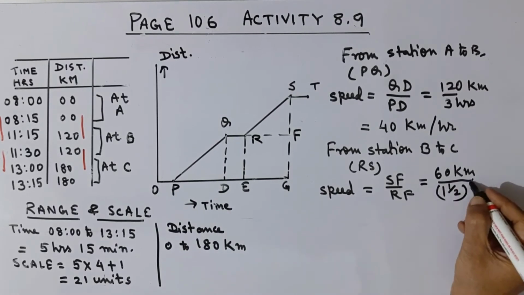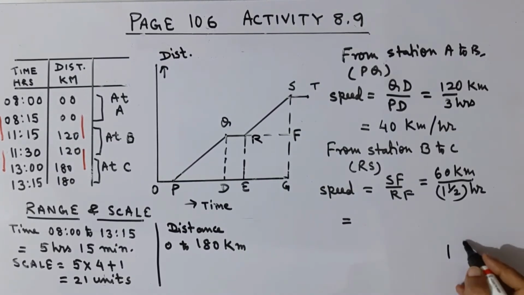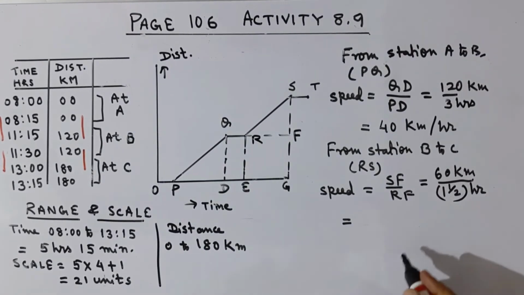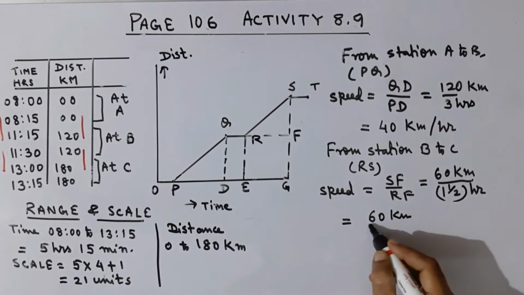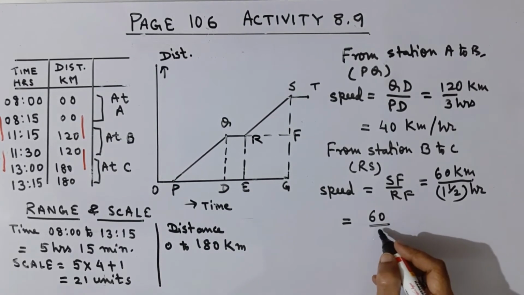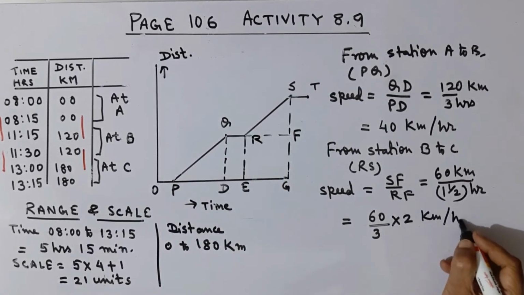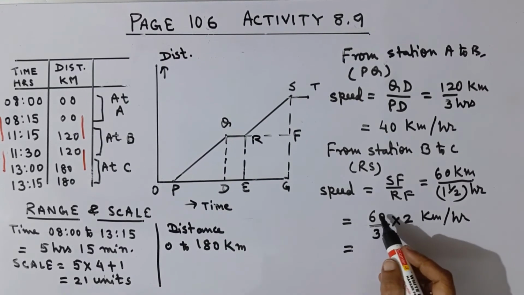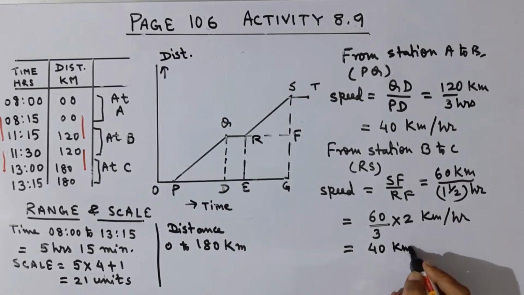Now if you simplify 1 and 1 by 2, that is equal to 3 by 2. When we write this, it is 60 kilometers. Let us write it like this: 60 divided by 3 and multiplied by 2, that is kilometer per hour. So that it is 20 times 2, that is 40 kilometer per hour.